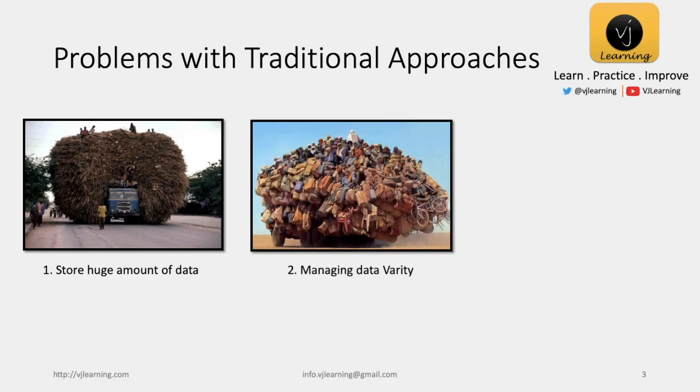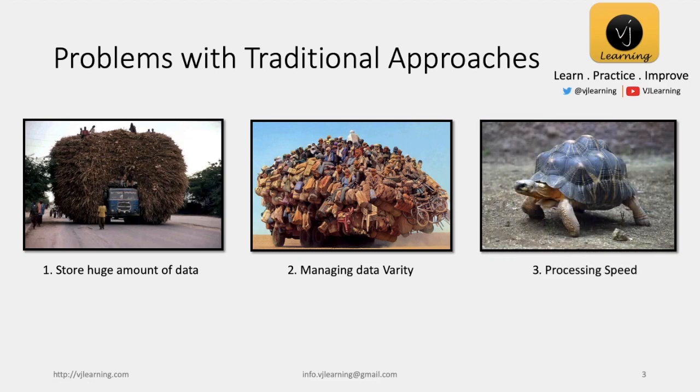The second thing is variety. We don't always get data in one specific format. We get images, videos, text files. It could be XML, whatnot. So any different kind of data coming in, we should be able to address it as well, along with the huge volumes. And finally, the processing speed.